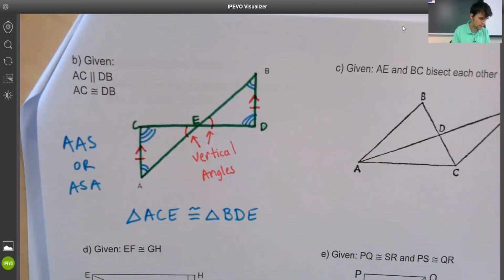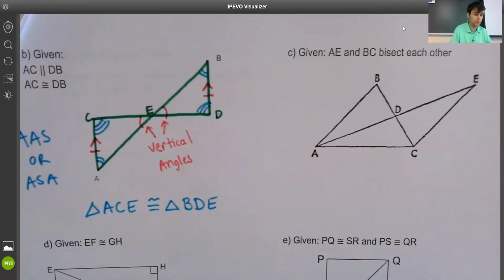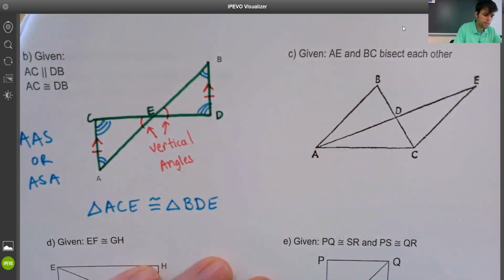All right. Moving on to question C. Again, feel free to pause the video at any point and try this, but I'm going to keep moving forward. Okay, so here are our triangles. Actually, we have several triangles here, so we'll have to figure out which triangles we can show are congruent.